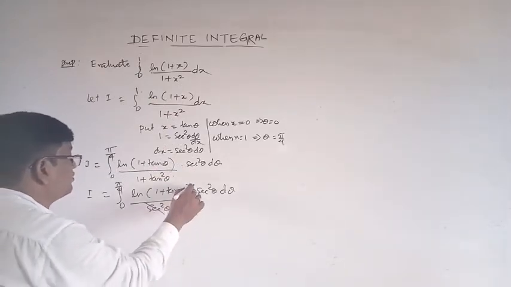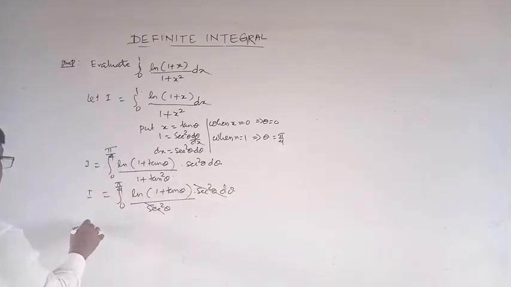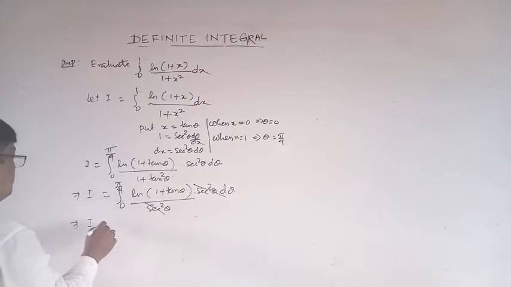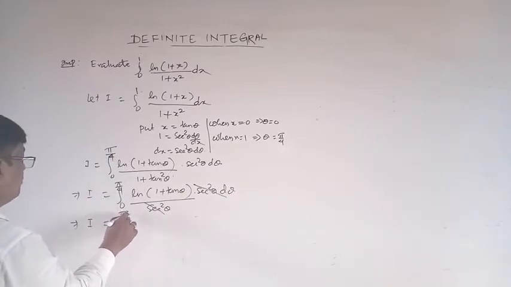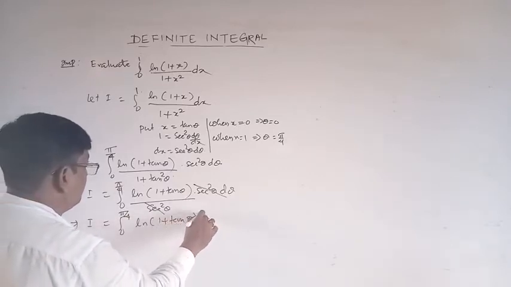So sec square theta, sec square cancel. Now I is equal to what? I is equal to 0 to pi by 4 log of 1 plus tan theta d theta.